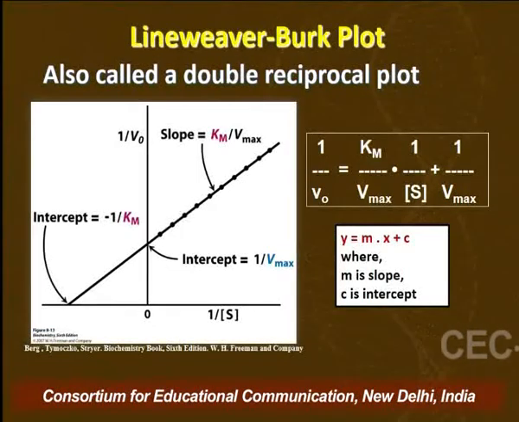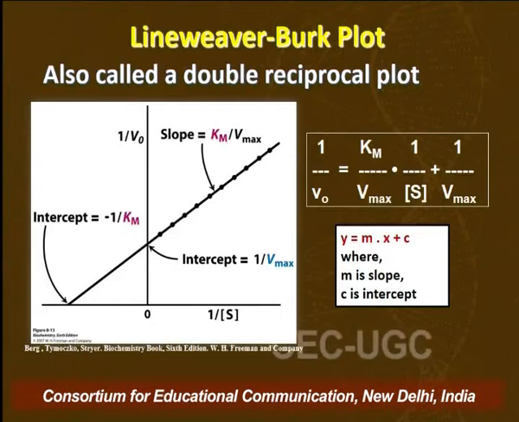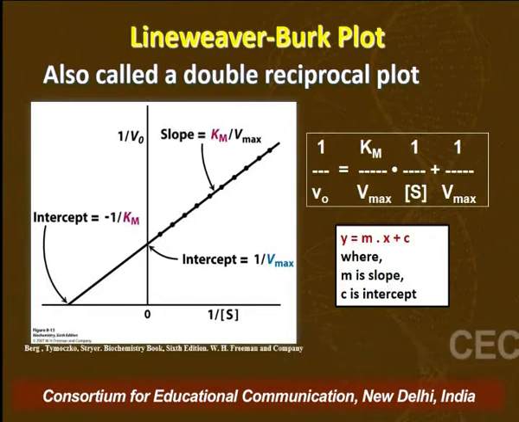Now, this enzyme kinetic equation was subsequently converted into a double reciprocal plot, in which both sides were reciprocated. That's why it is called the double reciprocal plot, and it is many times referred to as the Lineweaver-Burk plot. So what the scientists did is reciprocate both sides of the Michaelis-Menten equation. They came up with 1 by V naught is equal to Km divided by Vmax S plus 1 by Vmax.